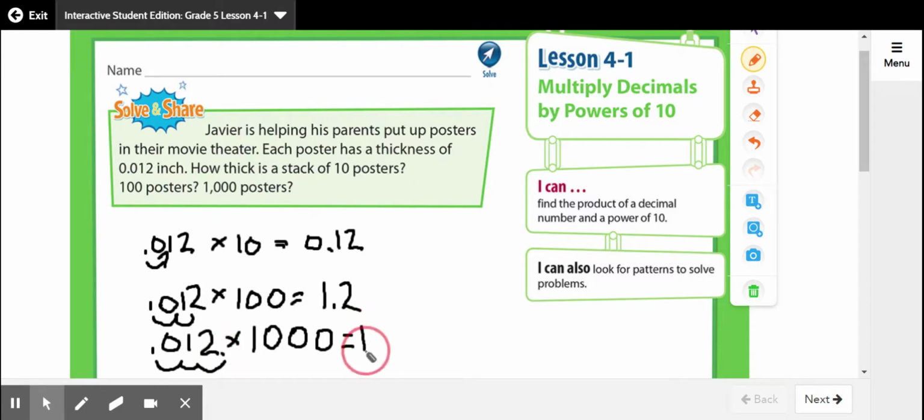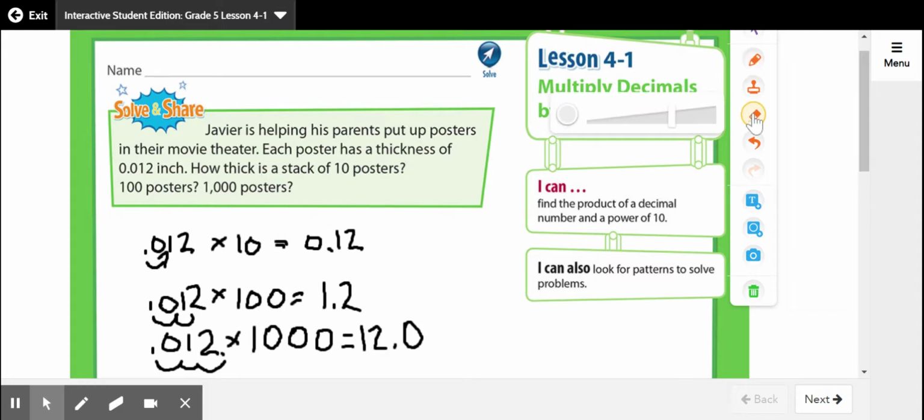So the answer for that would be 12. If you want to, you could put 0.0. It doesn't really matter because that just means nothing comes after 12. So 12.0 inches thick.